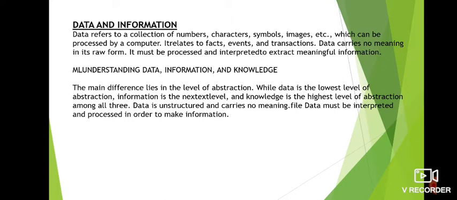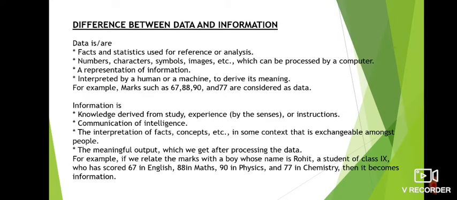Understanding data and information and knowledge, let us see the difference between data and information. Data are facts and statistics used for reference or analysis. Number, character, symbol, image, etc., which can be processed by a computer. A representation of information. For example, marks such as 67, 88, 90, 77 are considered as data. It means it doesn't have any meaning.